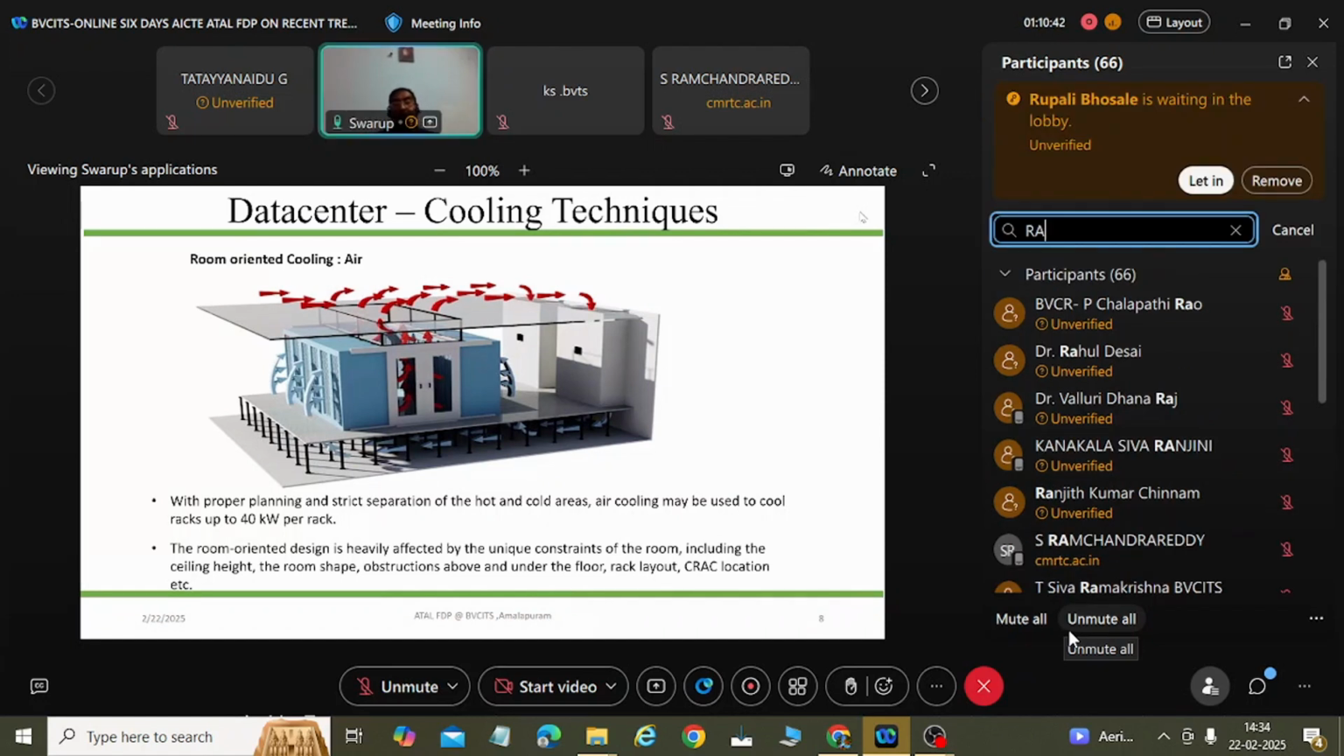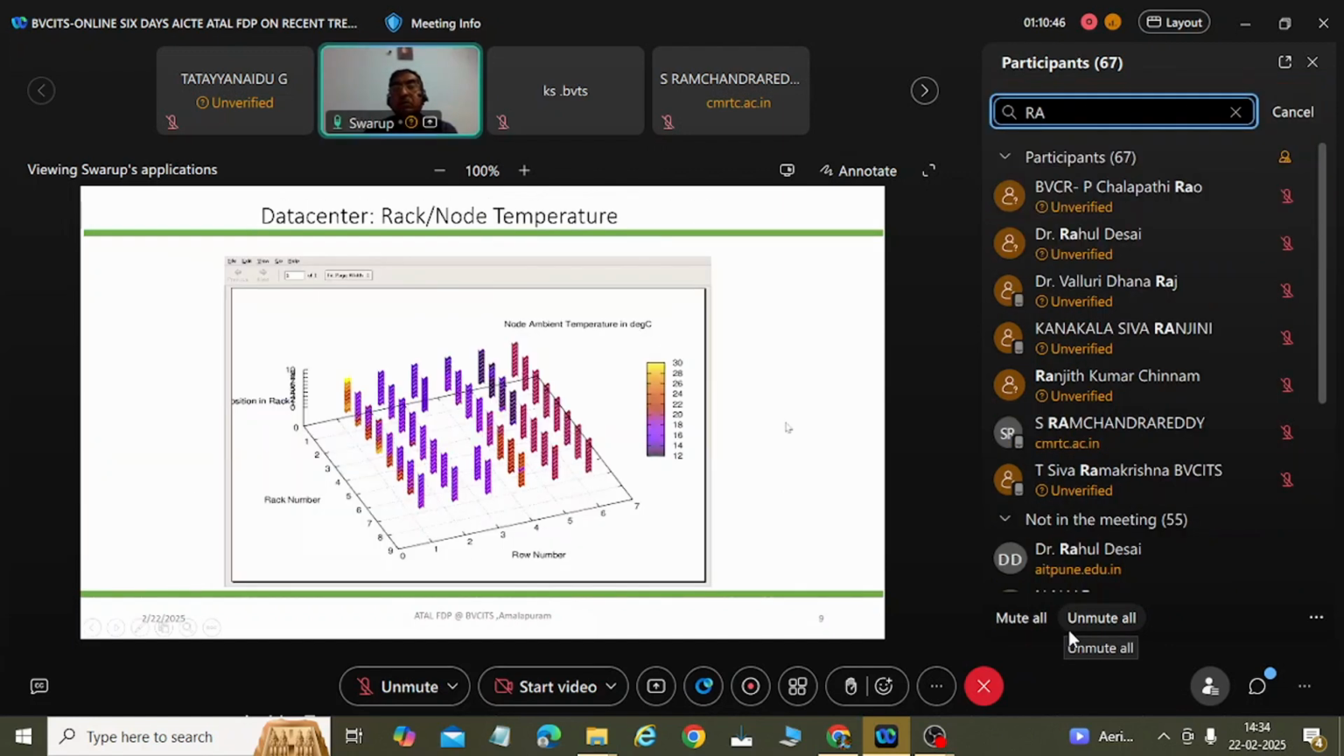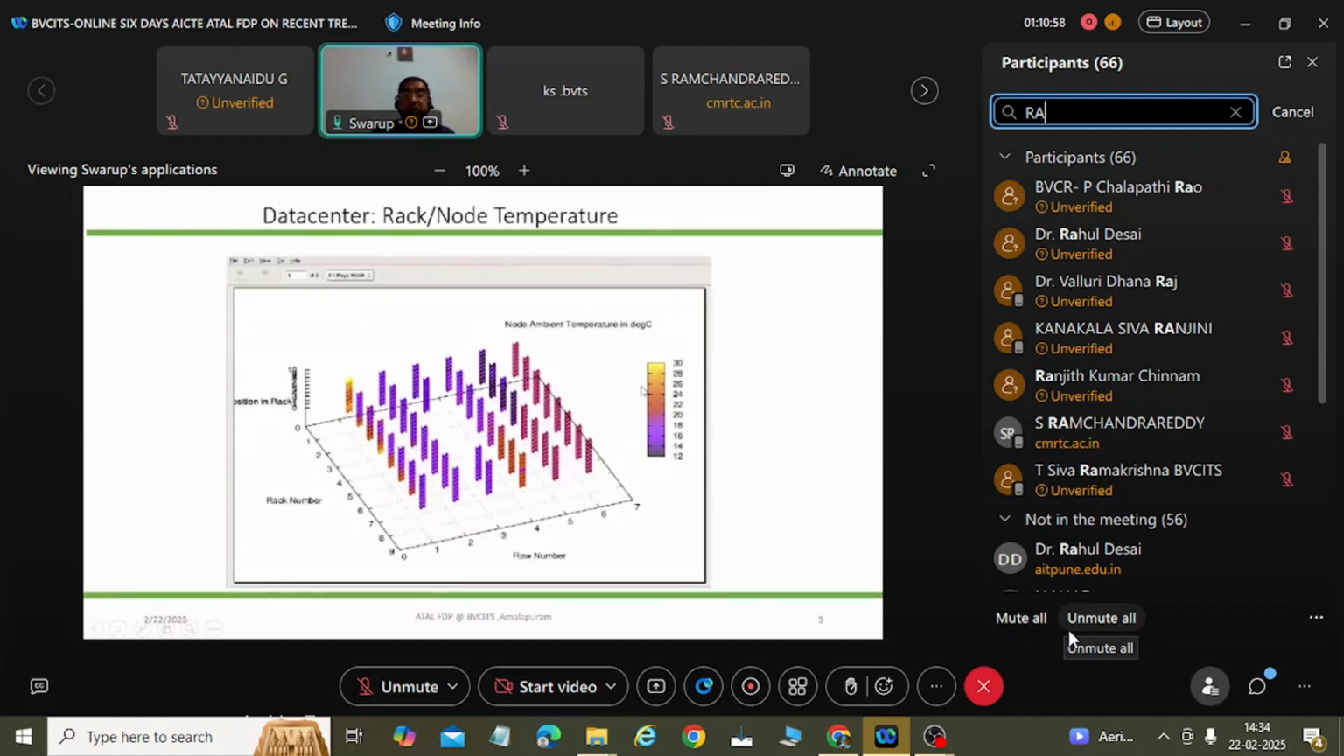Now this is the typical case. You have to be very careful in plotting and understanding this, the bottom level cooling, whatever it is. So you see the variation in the temperatures. You can see that somewhere the top is 30 degrees. The temperature at the bottom is also high, and the temperature at the top is also high. In between it is fine.